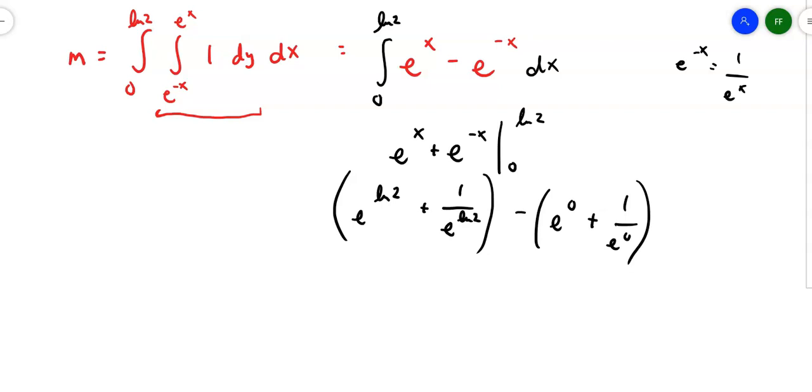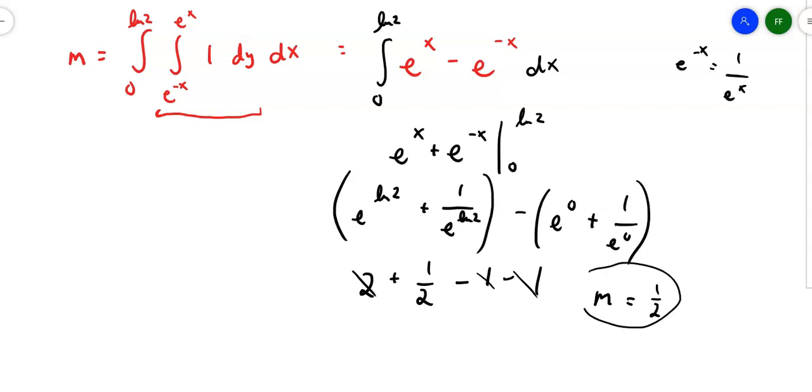Now let's simplify. Remember the rule, e to the natural log of a number is just that number. So I get 2 plus 1/2 minus e to the 0 is 1. 1 over e to the 0 is also 1. So I end up with 2 plus 1/2. This should be a minus, right? Distribute the negative sign, so I got a minus and a minus. So 2 minus 2 is 0. That's a 2. That's a minus 2. And it turns out my mass is just 1/2. So hang on to that number because you're going to need it in both calculations. All right. Now we've got to do 2 other calculations.